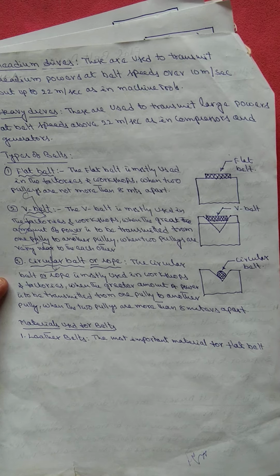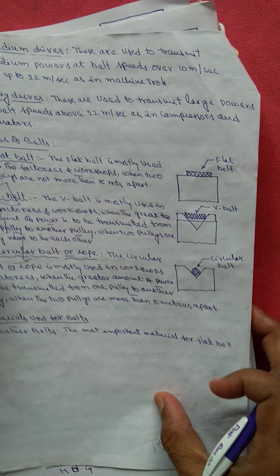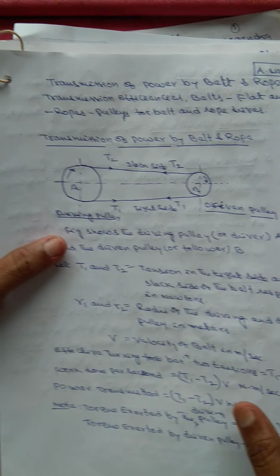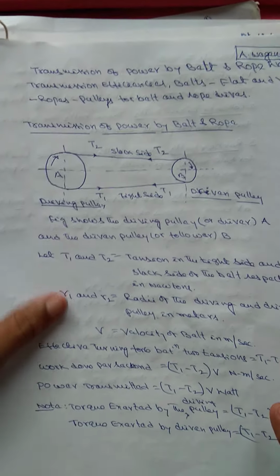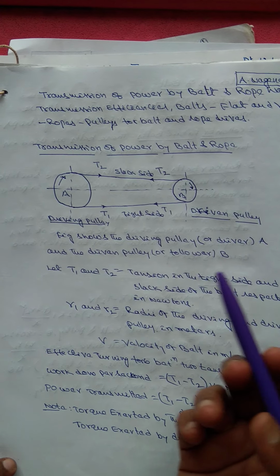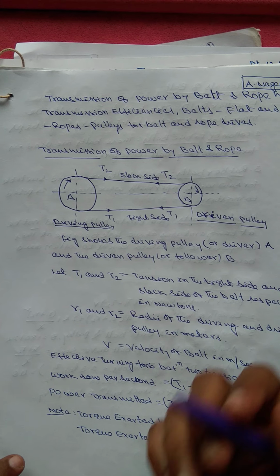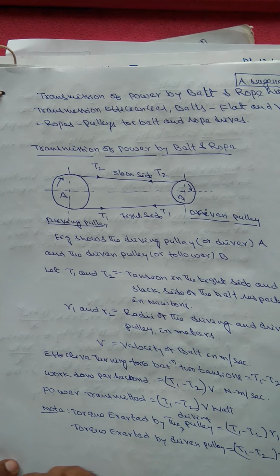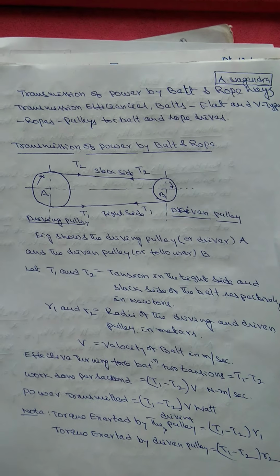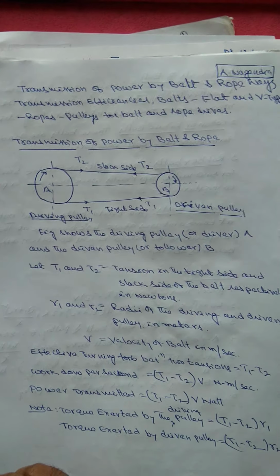Different pulleys are there, and then we use V-type belts. What is the belt material? Generally we use nylon and leather belts, and different materials for flat belts. Now we will see the transmission of power by belt and rope.